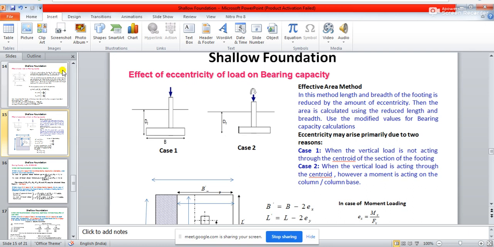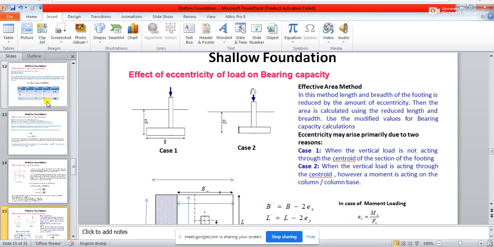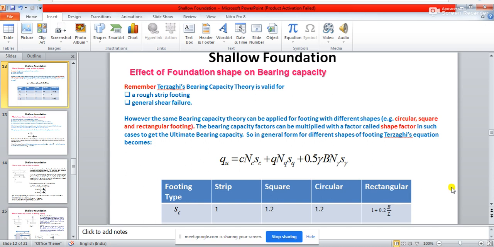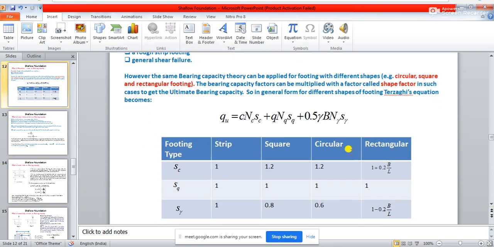So what I mean to say, I will just go back to one slide, this one. When you will be using the shape factor values for rectangular footing, you see B is there and L is there. In this value, instead of B you need to use B dash, and instead of L you need to use L dash, if there is an eccentricity happening on the footing, or if the load from the column is acting eccentrically on the footing.